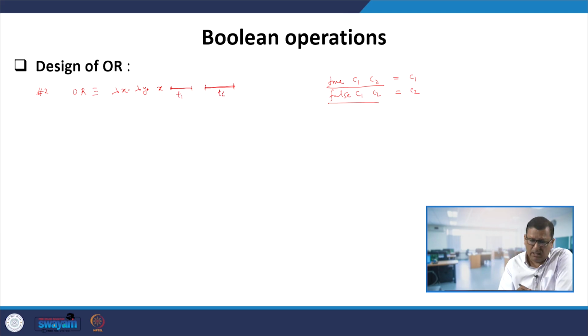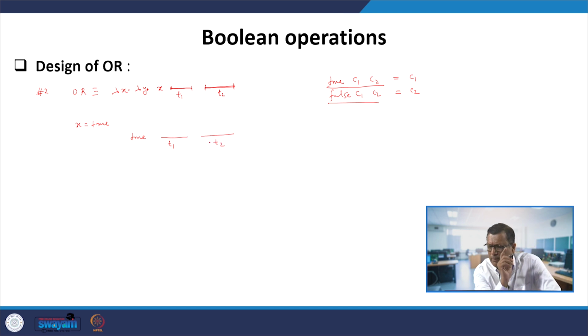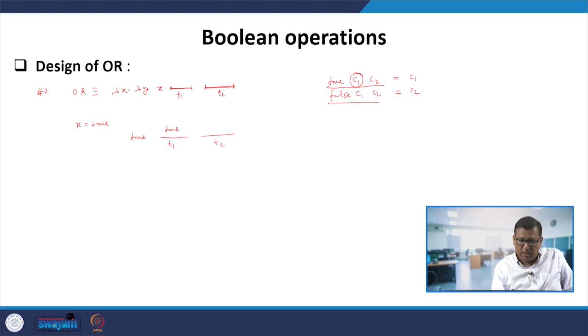Now let us do the Boolean cases. If x is equal to true, we are writing t1 and t2. If one of the variable values is true, the answer will be true. So the c1 that we had in true, the first argument, we can write as true. We are not bothered about the second argument. So t1 must be true. Then we can rewrite our OR as lambda x dot lambda y, x true, and this will be t2. If it is false, we will discuss later.